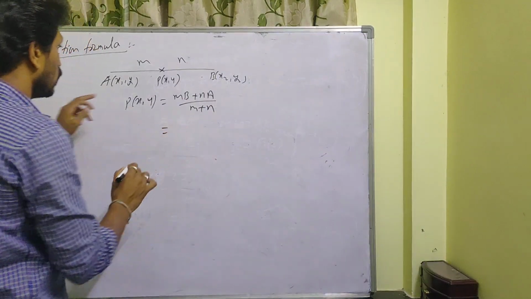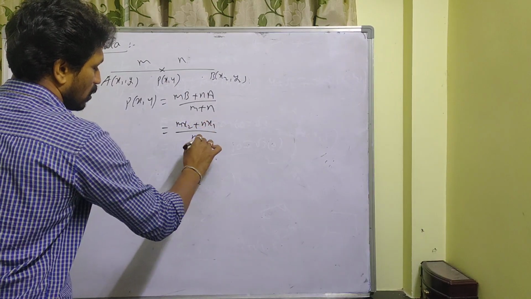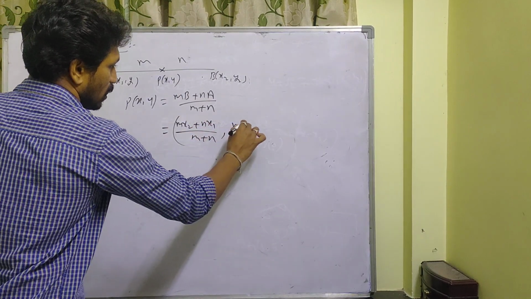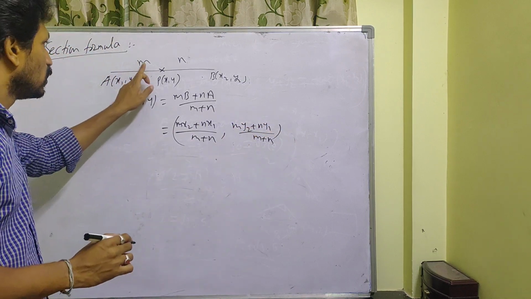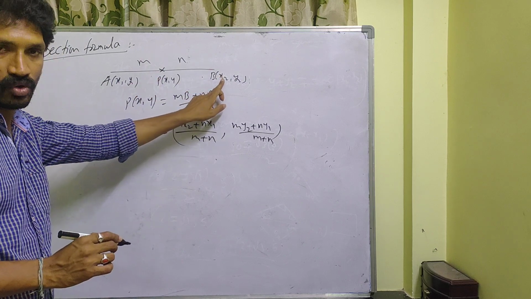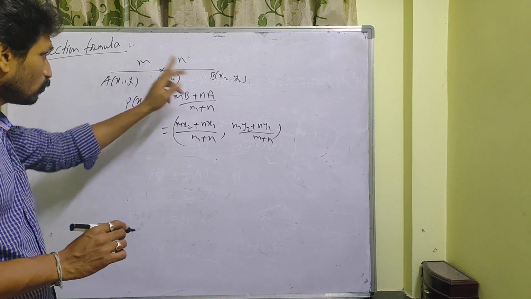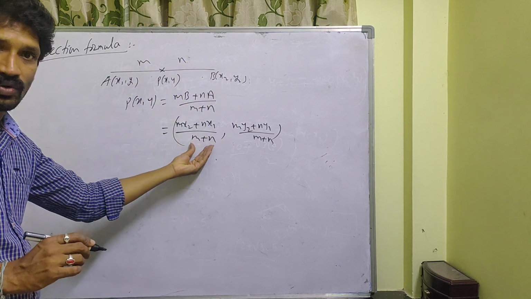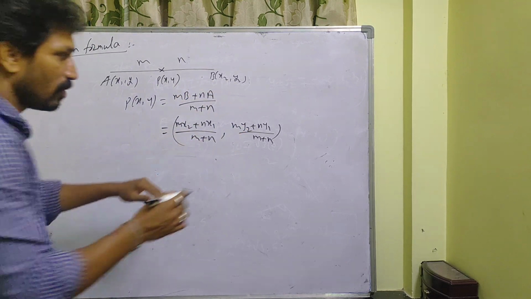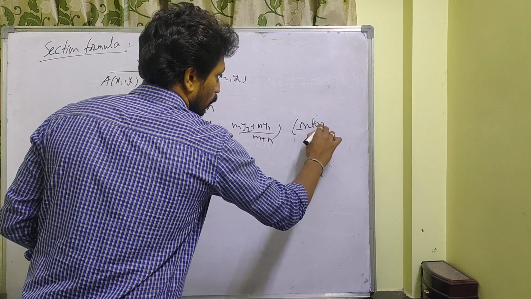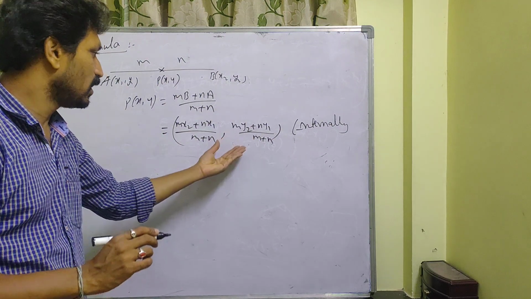This is nothing but, what is that? mx2 plus nx1 by m plus n. Next, my2 plus ny1 by m plus n. So just m multiplied to the coordinates of B, n multiplied to the coordinates of A, and x coordinates you write together, y coordinates you write together. Yes, this is the section formula internally. That means if P divides AB in the ratio m is to n internally, then this is the formula.